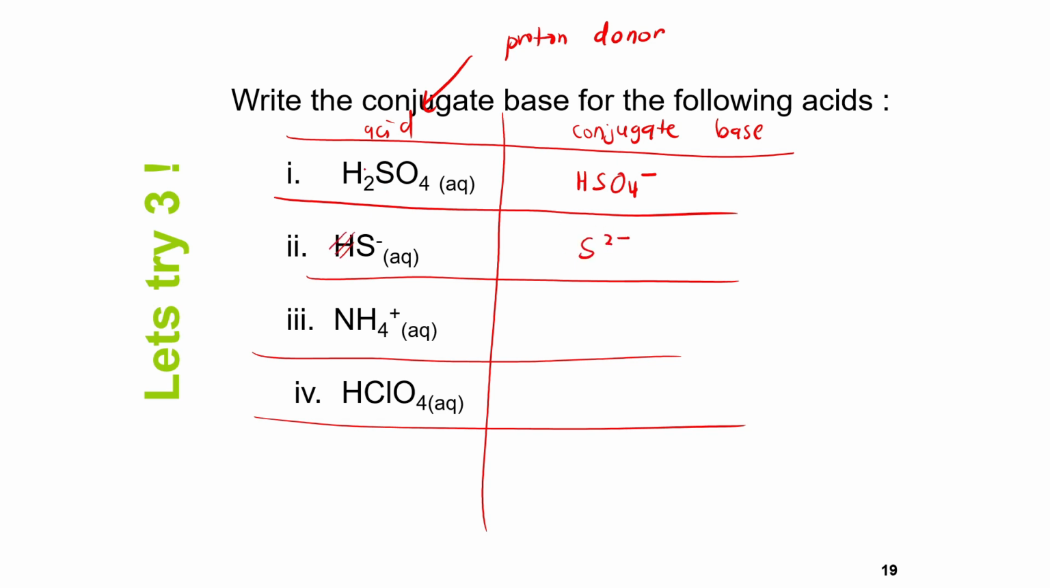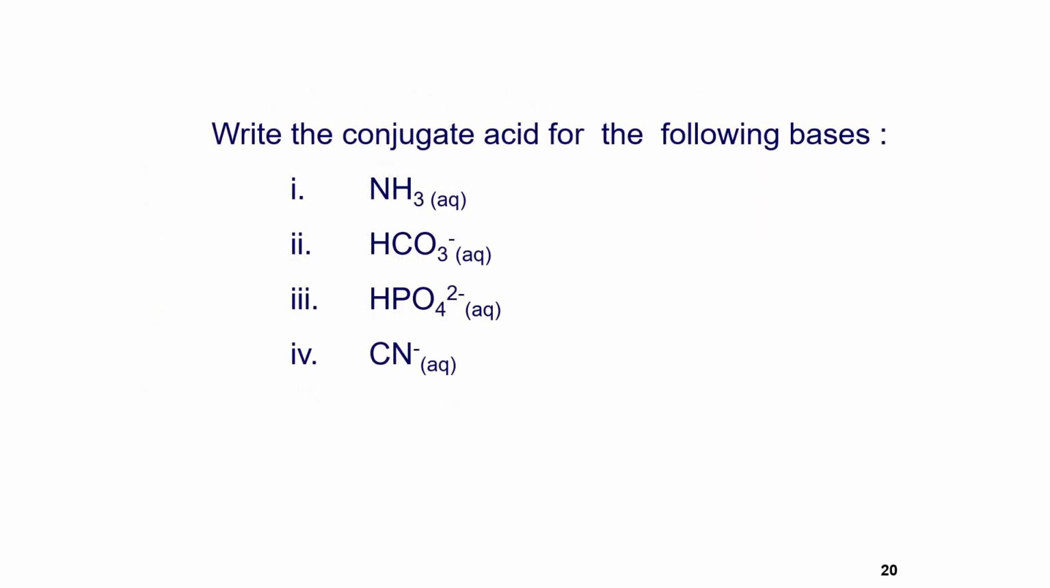Ini tadi H tinggal 1. So ini donate 1, NH3. Donate 1H, so ClO4-. Okay, lost 1H+, because dia ialah proton donor. So write the conjugate acid for this following base.